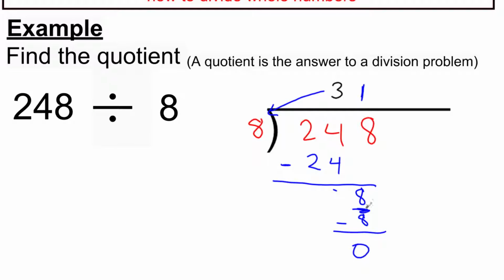So I'm done. I went to the very last digit on the inside here, brought it all the way down. I don't have anything else left to bring down. I'm going to say I'm finished. My answer is 31. 248 divided by 8, the quotient, is 31.